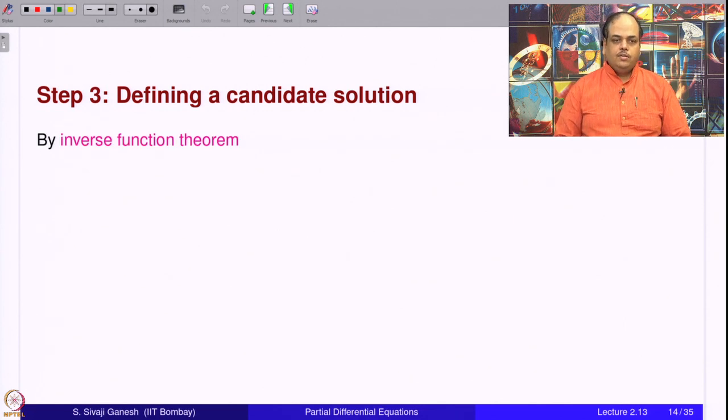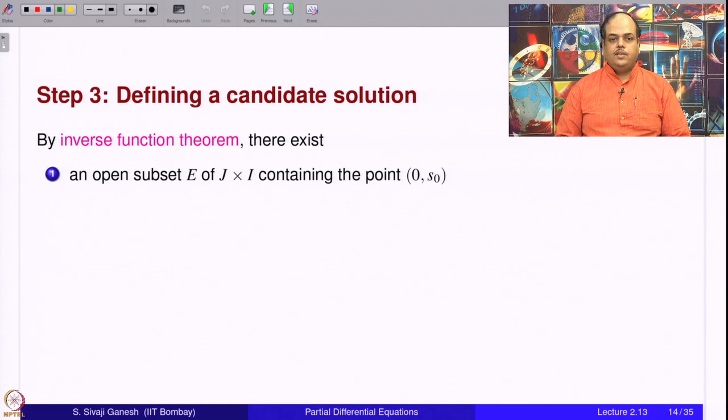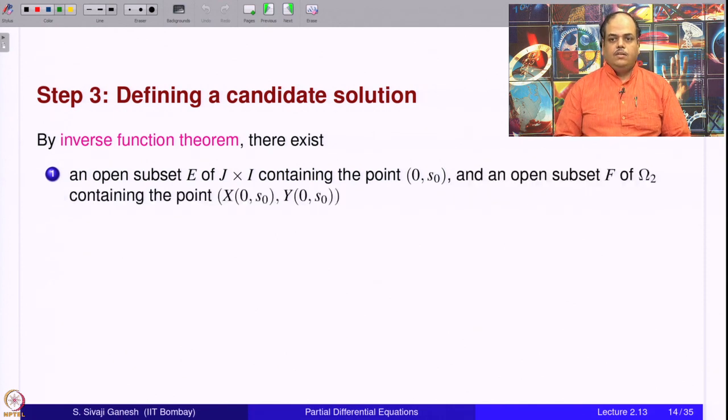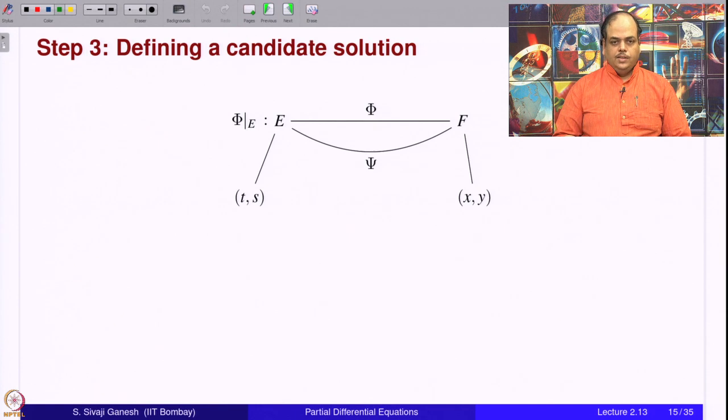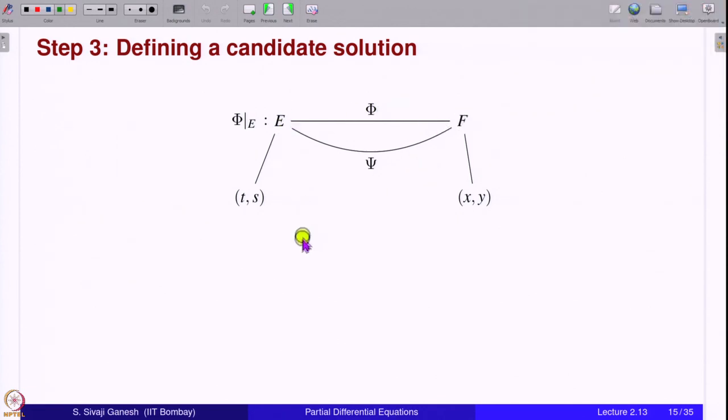So, defining a candidate solution, by the inverse function theorem there exists an open subset E of J cross I containing the point (0, s naught), and F which is an open set of omega 2 which contains (x(0, s naught), y(0, s naught)), which is actually (f(s naught), g(s naught)), and a continuously differentiable function from F to E such that these two compositions are identity maps on the respective spaces. This is a picture which depicts this. So, this is the phi map we had. The inverse function theorem told us that there are neighborhoods E and F and a map psi is defined. Here we are using t, s coordinates, and here we are using x y notation. Phi restricted to E is a diffeomorphism and so on.